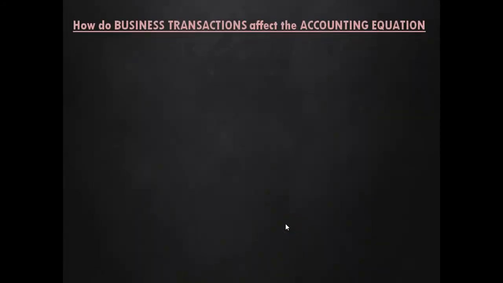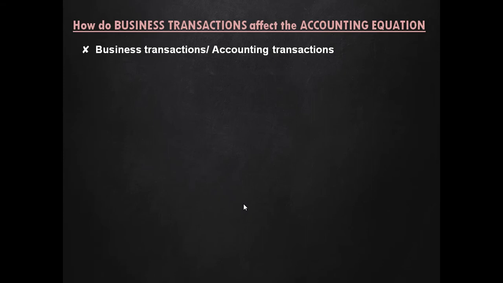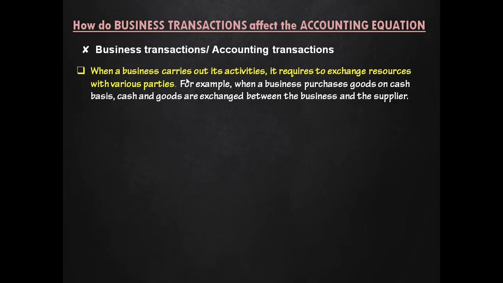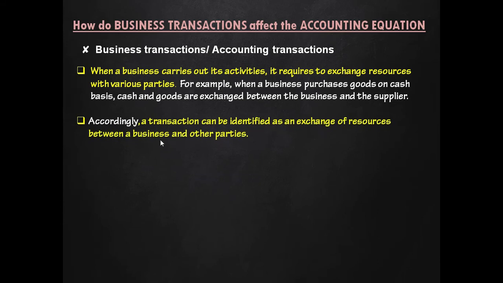How do business transactions affect the accounting equation? What do you mean by business transactions or accounting transactions? When a business carries out its activities, it is required to exchange resources with various parties. For example, when a business purchases goods on a cash basis, cash and goods are exchanged between the business and the supplier. Accordingly, a transaction can be identified as an exchange of resources between a business and other parties.